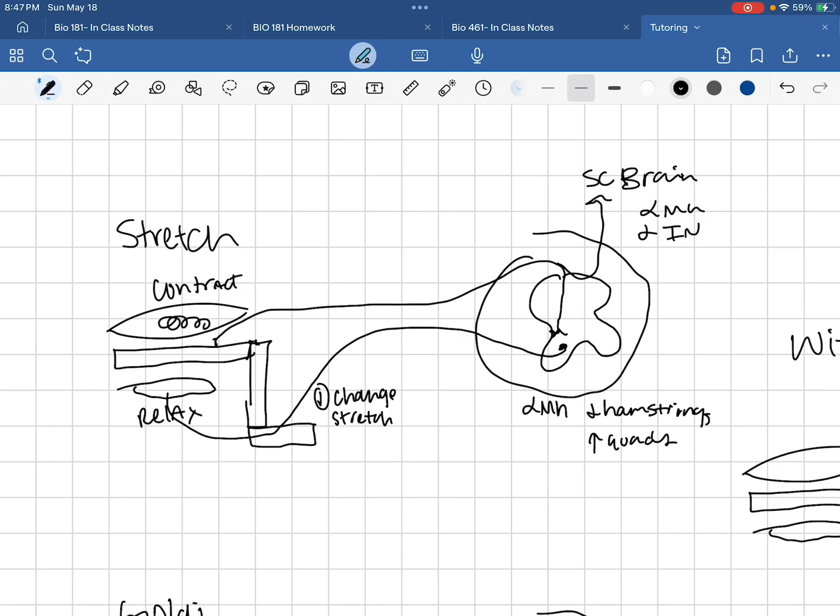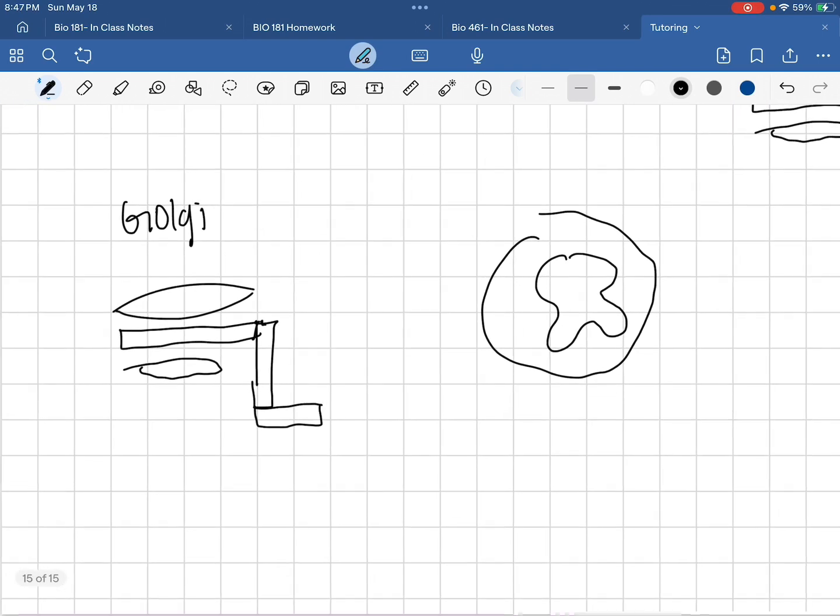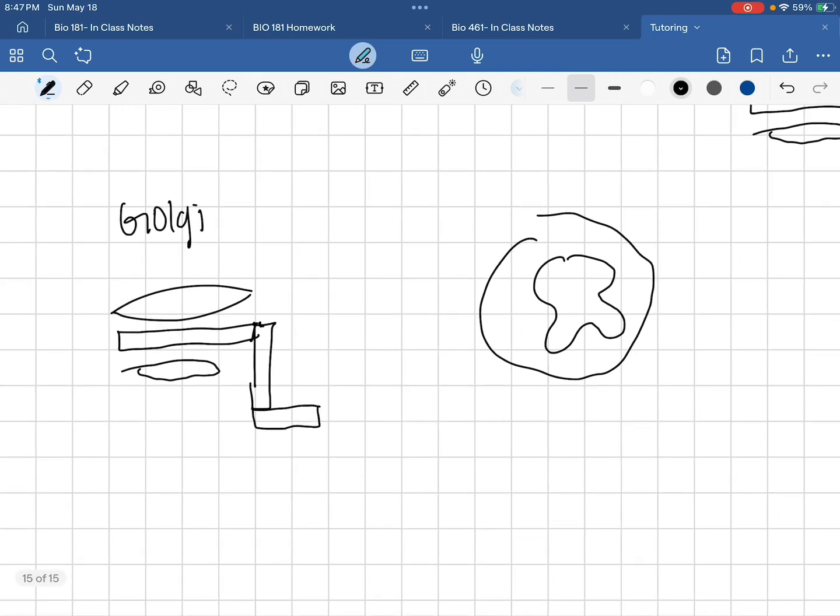And then we also have our Golgi tendon organ reflex, and this is where muscle spindles respond to stretch, in another type of sensory system, but it responds to tension. So we can think of stretch and tension being the same thing, but they're really not.